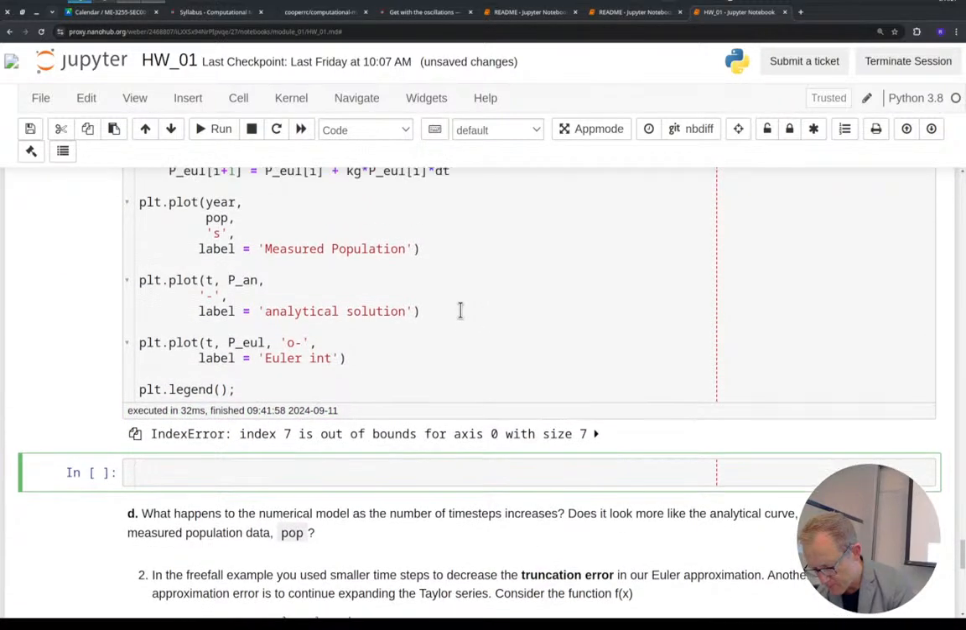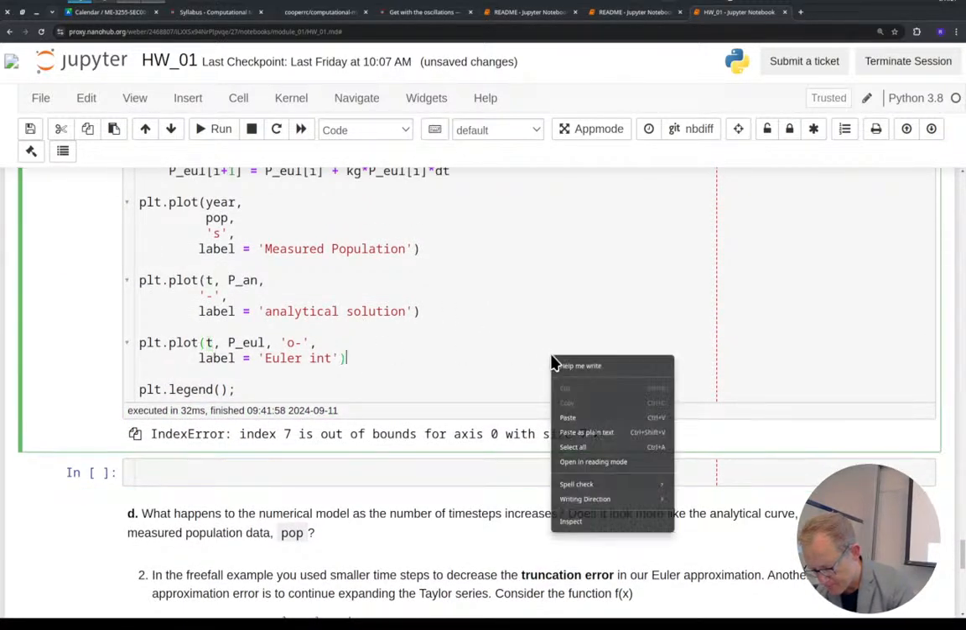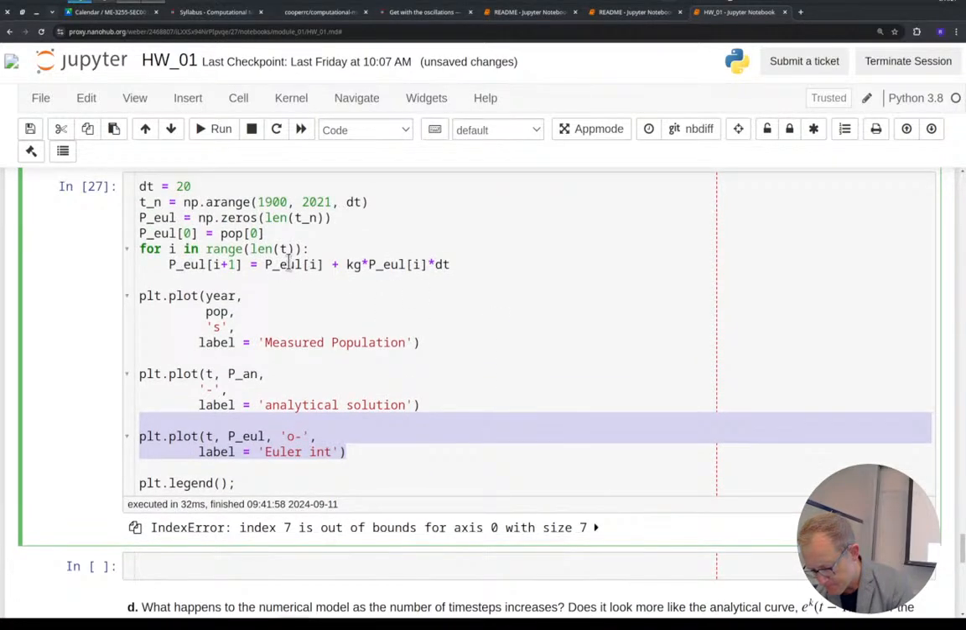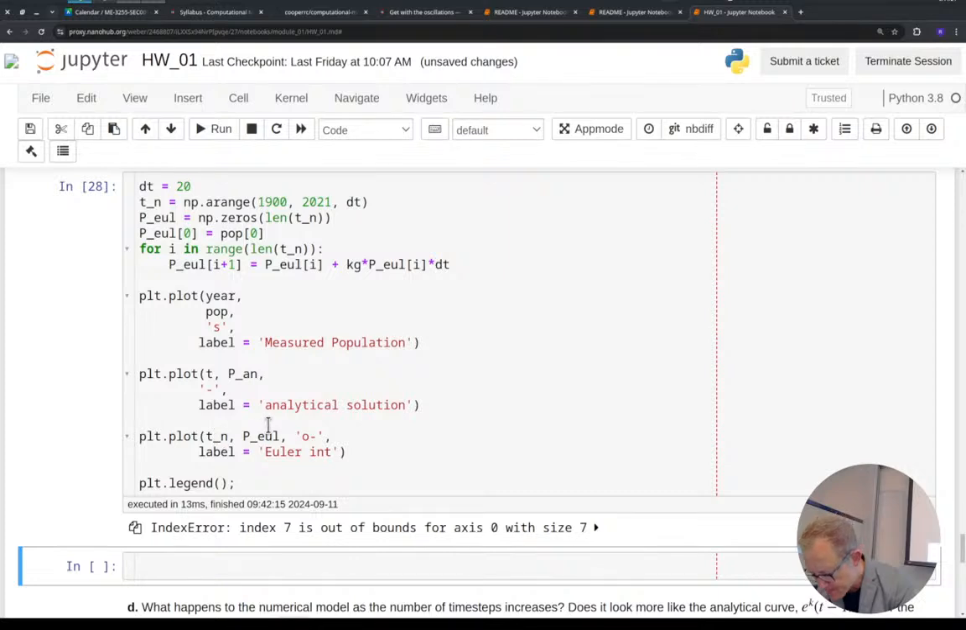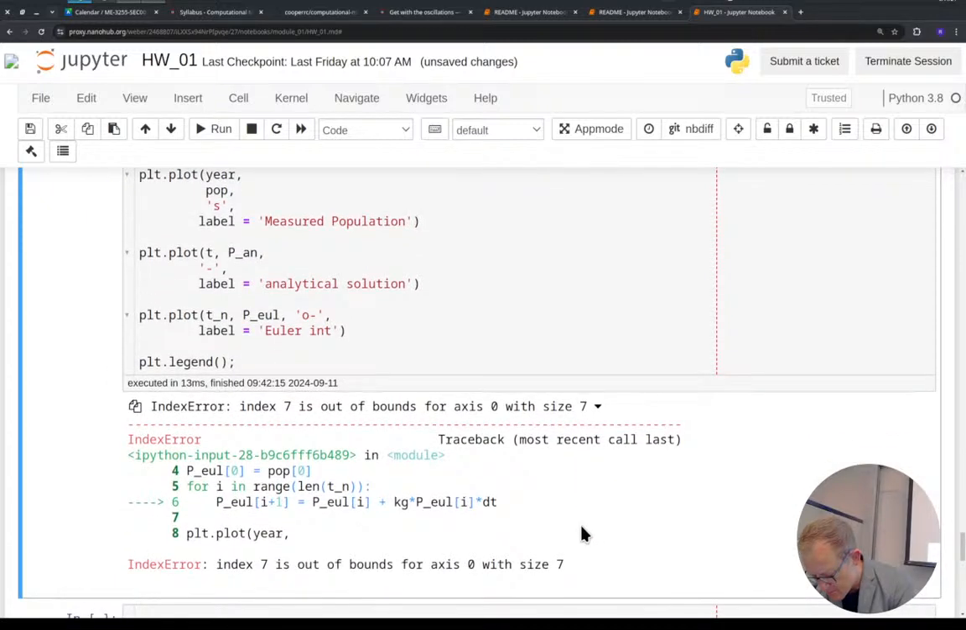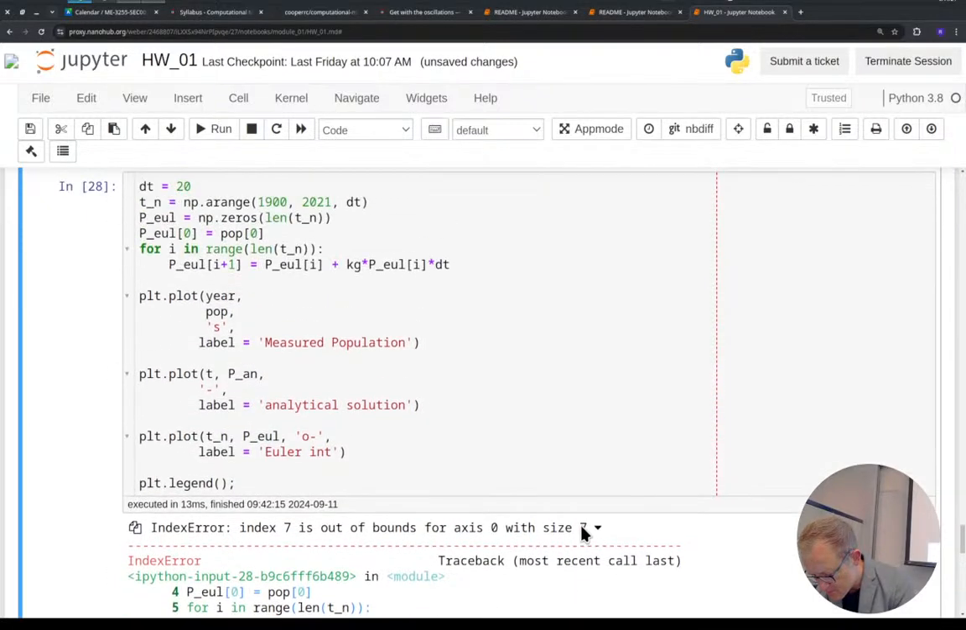And it would help if I use the right variables that I just defined. Oh, minus 1. There we go.